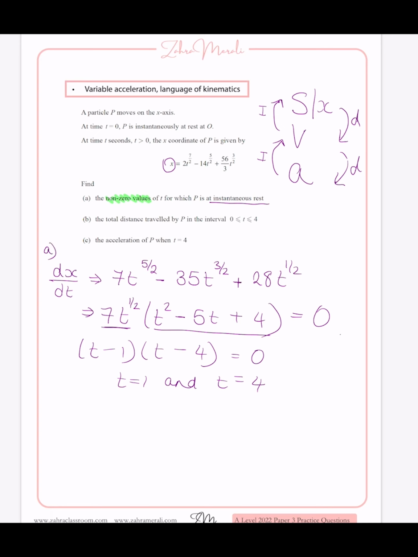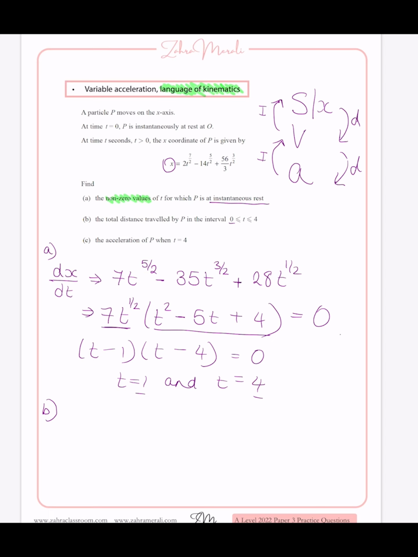Now, when it says language of kinematics inside your advanced information, what it's trying to say is you've got to understand the difference between things like speed and velocity, distance and displacement. So now let's think what the total distance traveled is going to be. So what we're going to consider is what happens at 0, at 1 and at 4, because that's when it's changing.